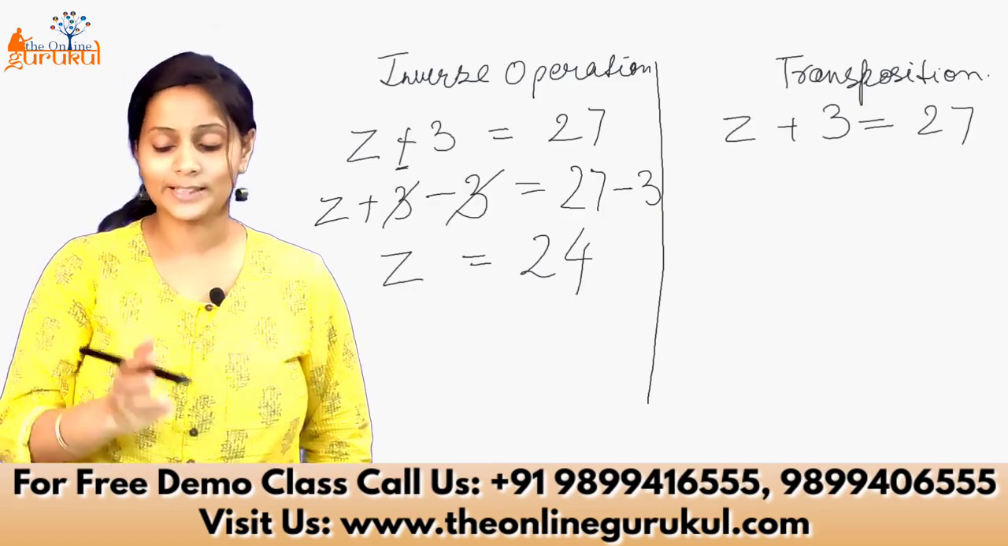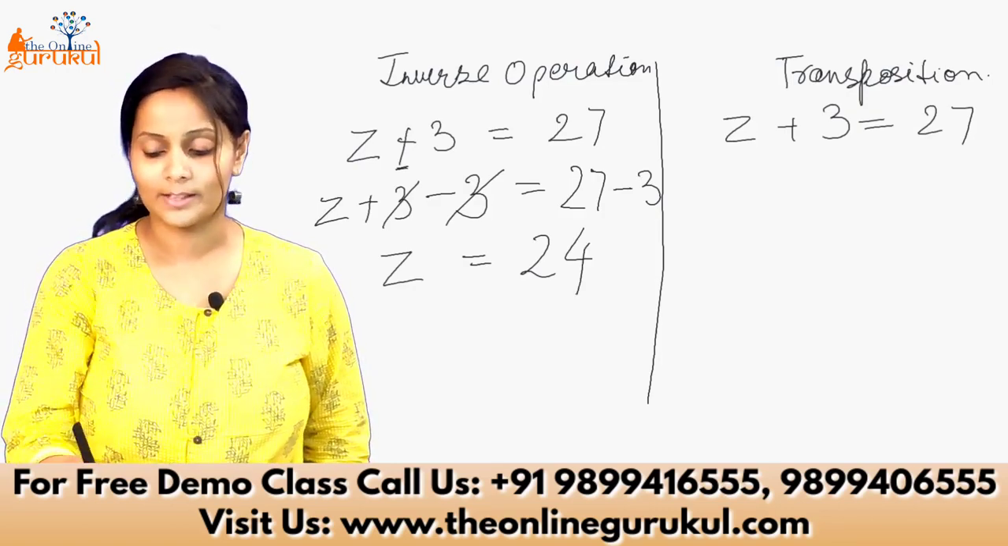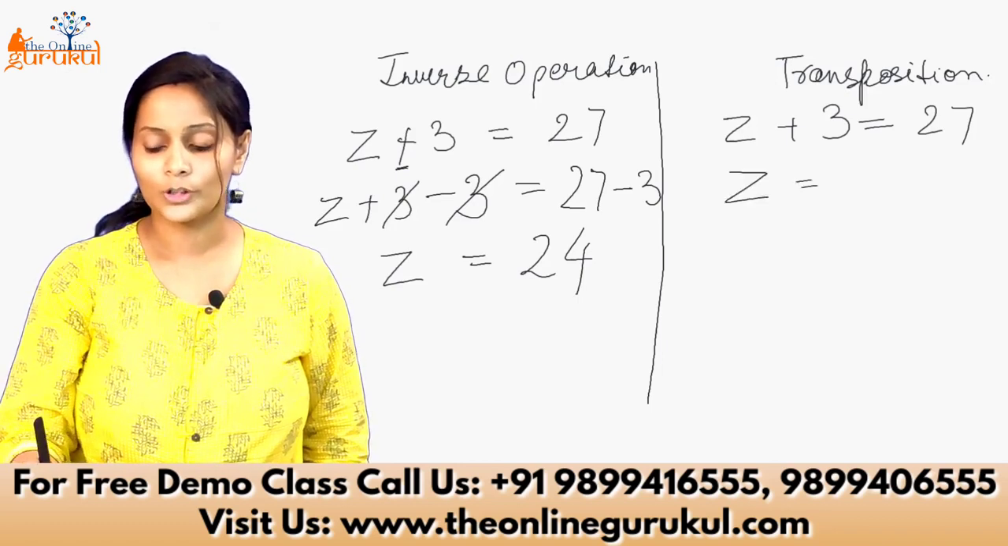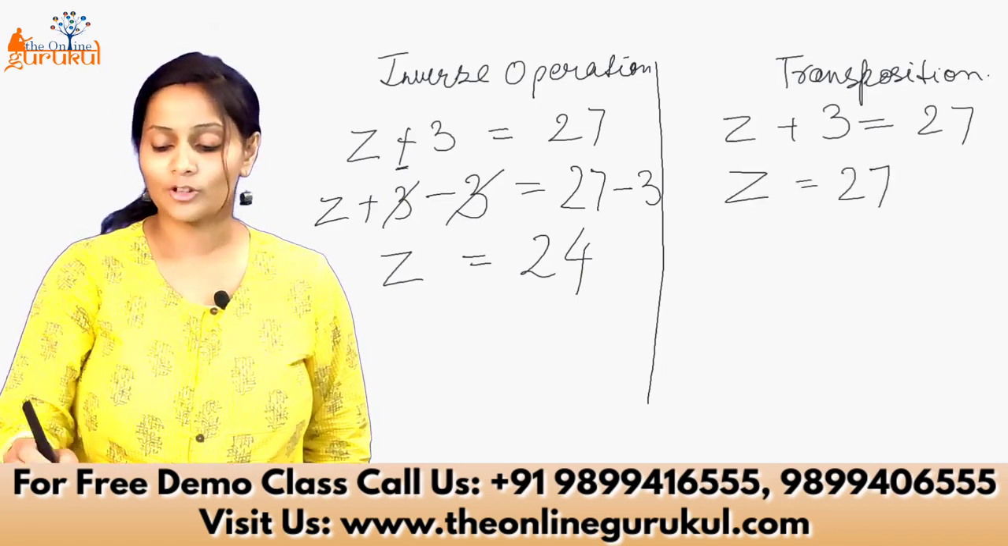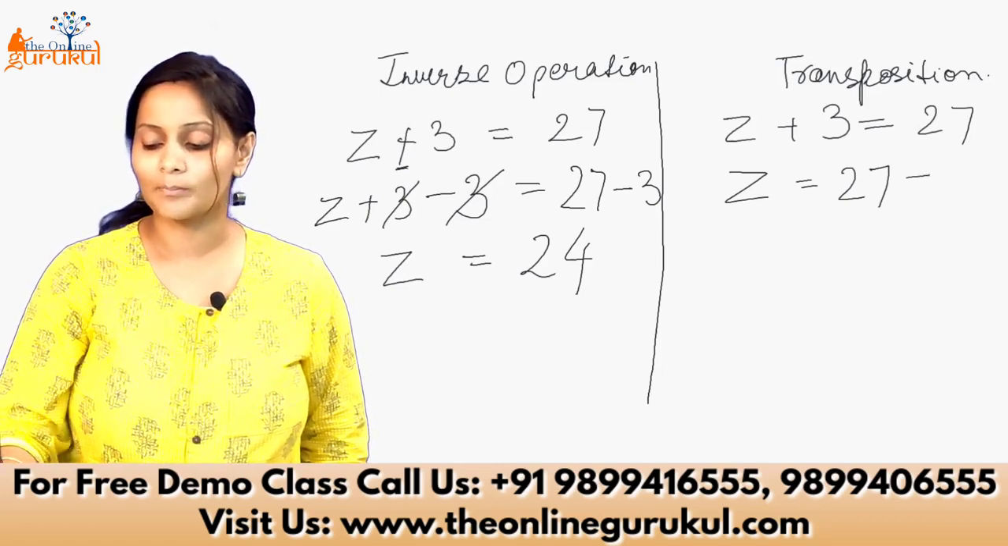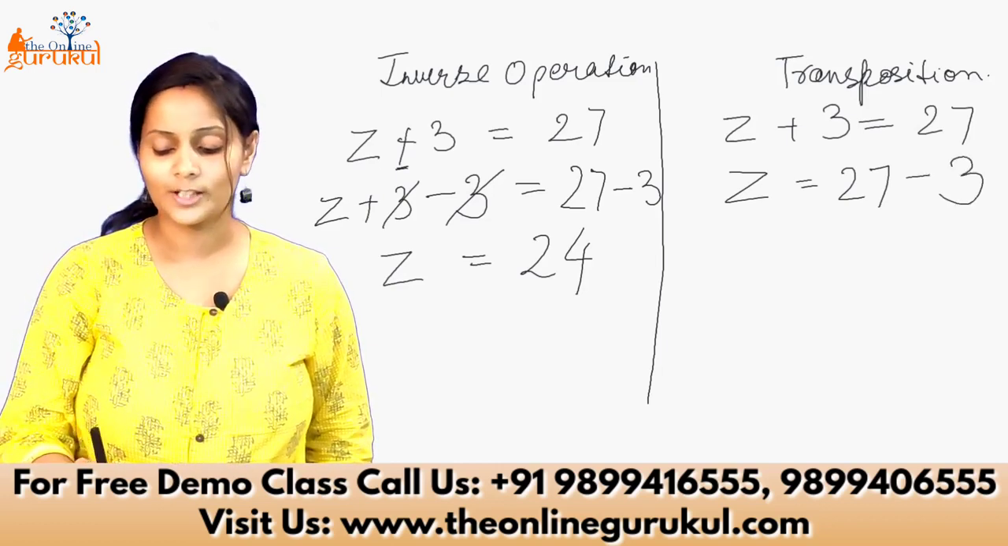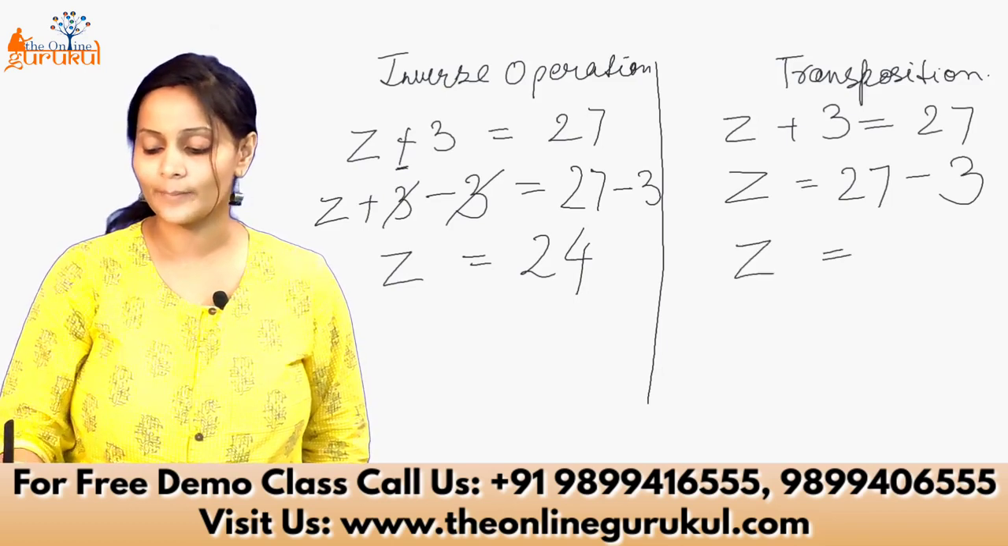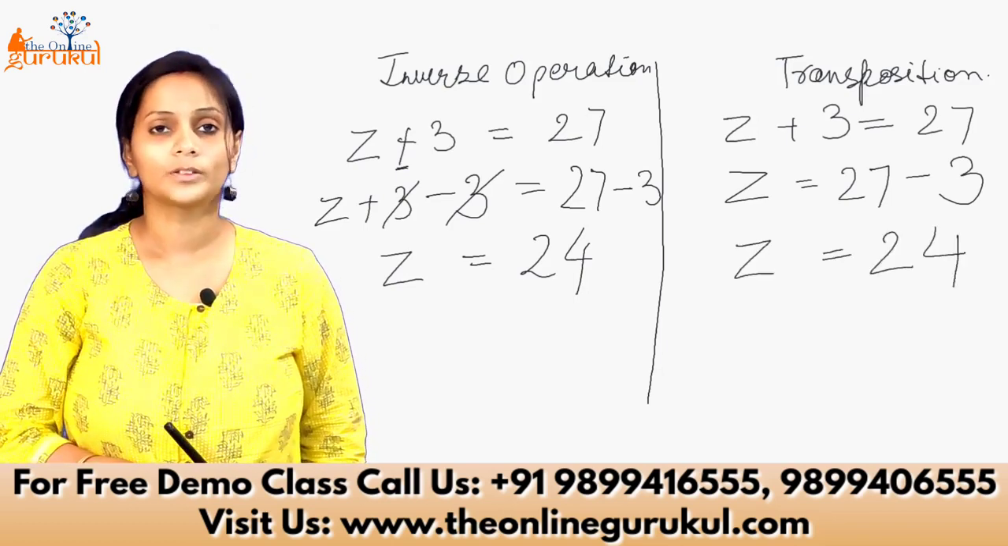Now try doing the same by the transposition method. So z is equal to 27. I transpose the 3 to the other side, that becomes minus, because my sign will change. So z is equal to 24.